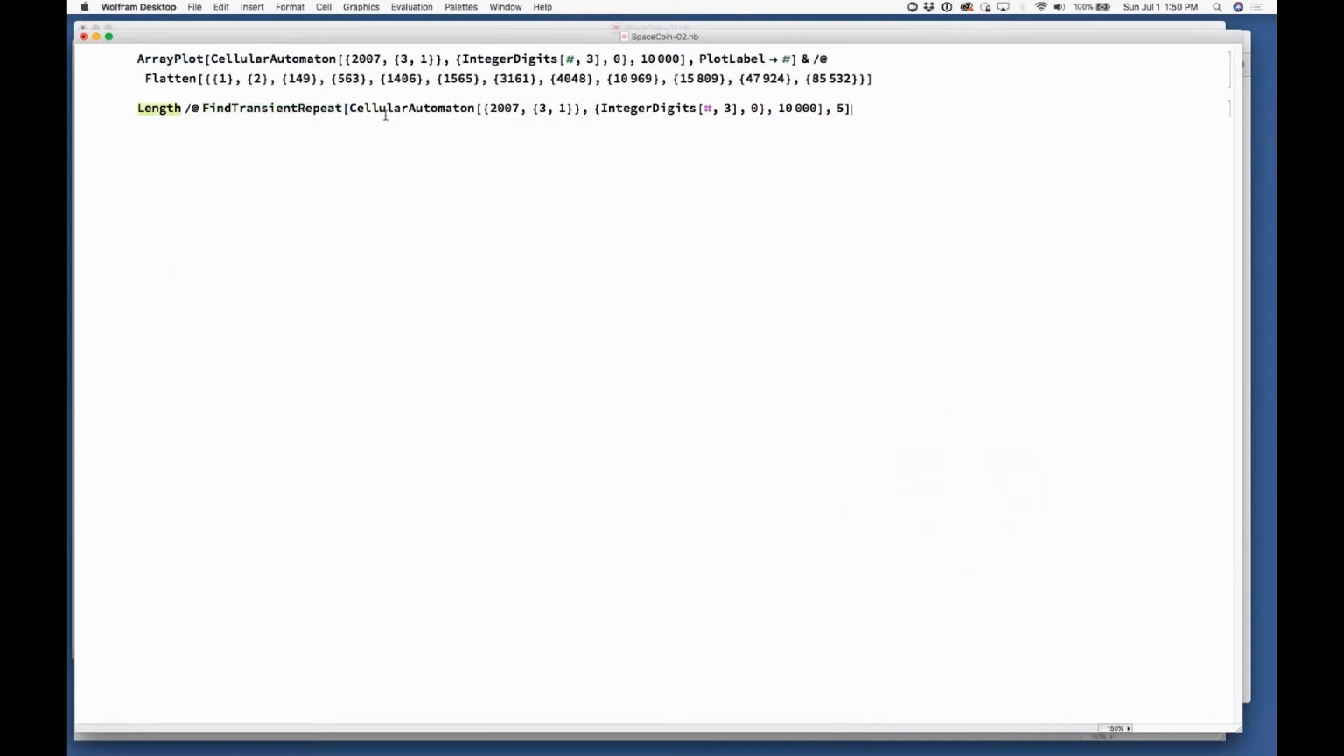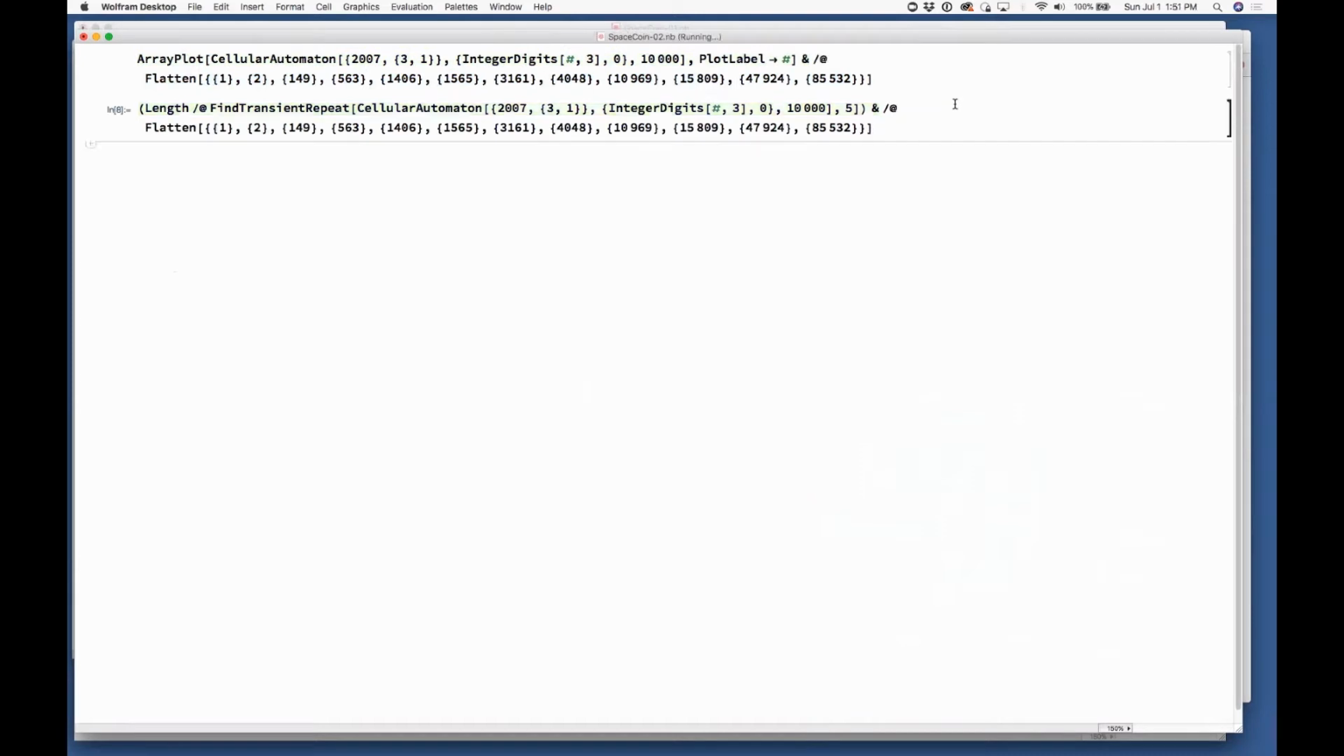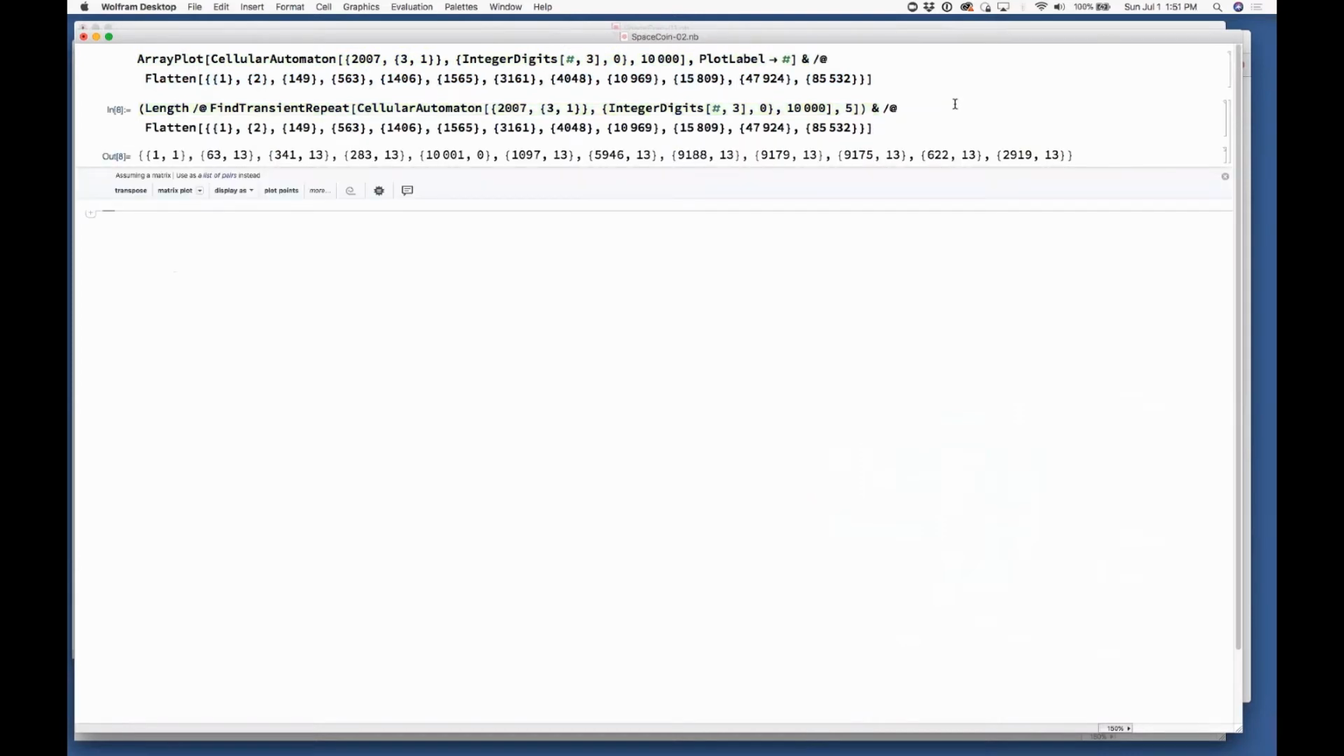Now for each of these, I want to take that and map it onto this list here of our interesting cases. Okay, so what this is telling us is that there seems to be a period 13 motif going on here. With the exception of this one, 10,001, which doesn't have a repeat, all the other ones have already died out, and this gives their lifespan.